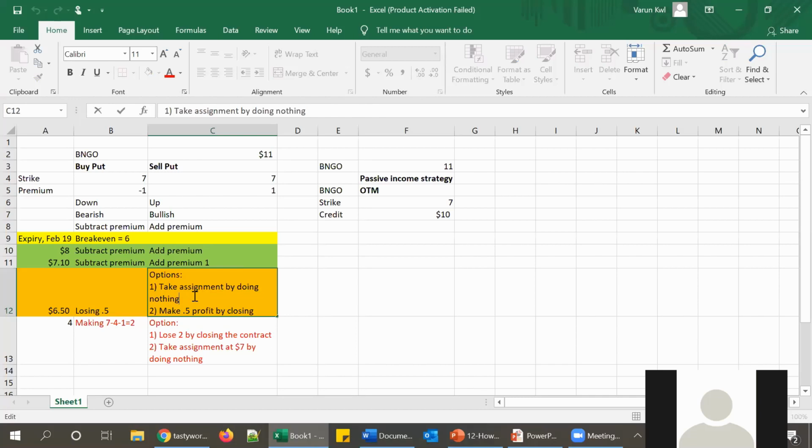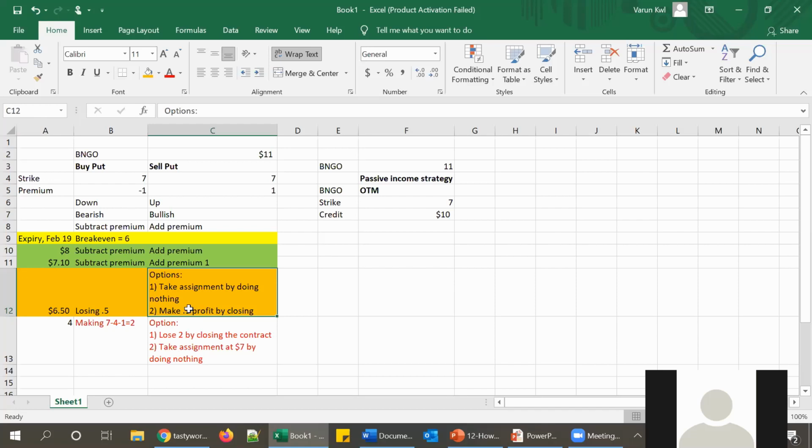Yeah, there is nothing bad in that. Both of them are winning situations for me. Even if it gets assigned to me at $6.5, next day I will go back, and if I want to sell it in the market, I can sell for $6.5, and it's not going to mean anything.